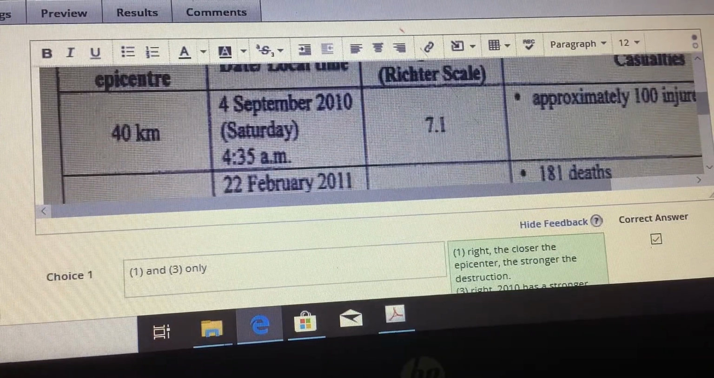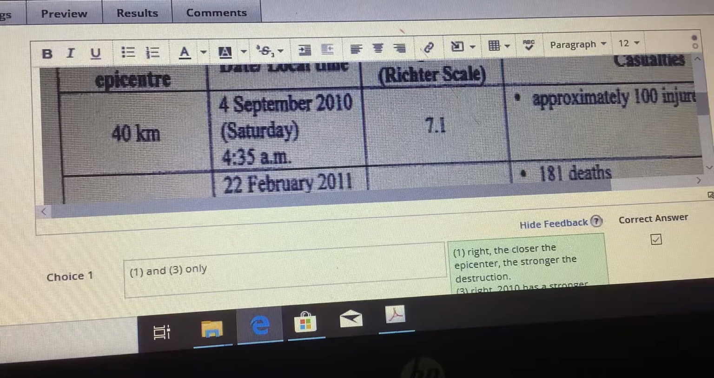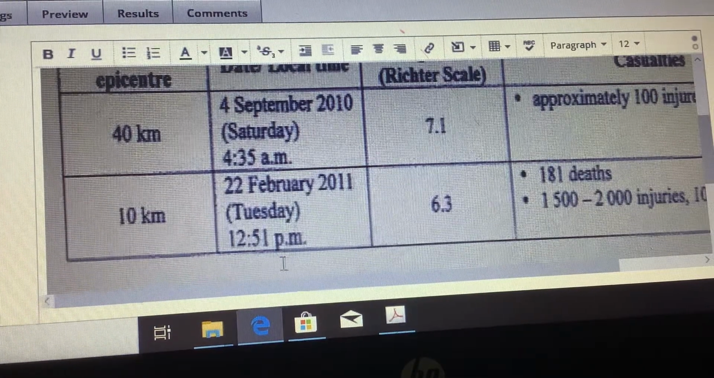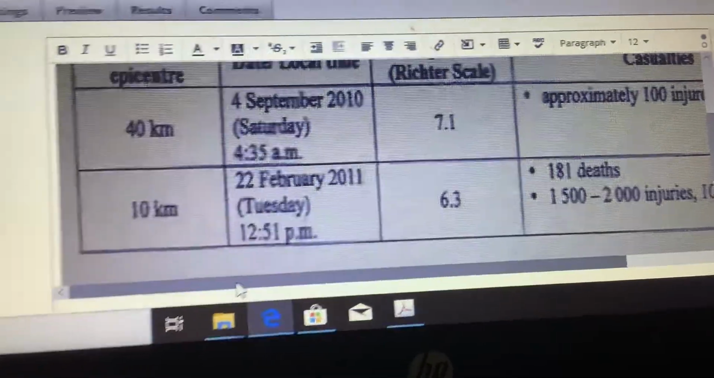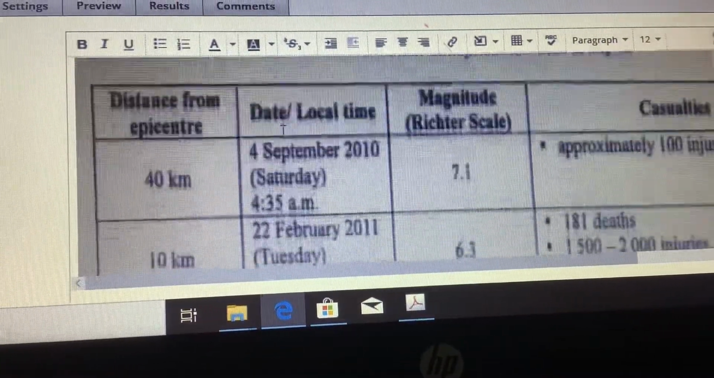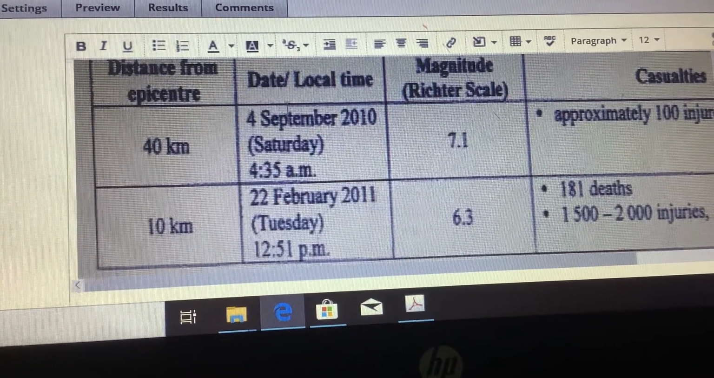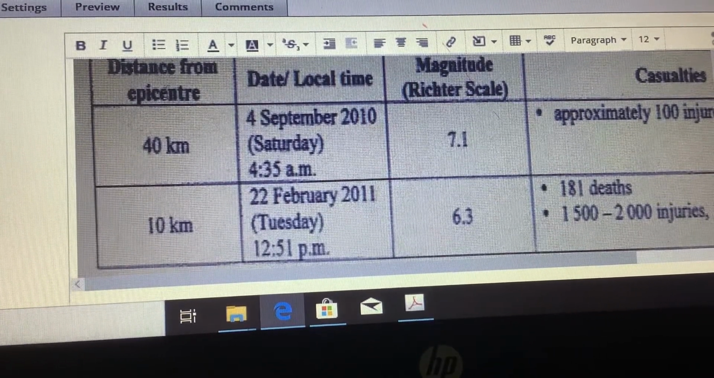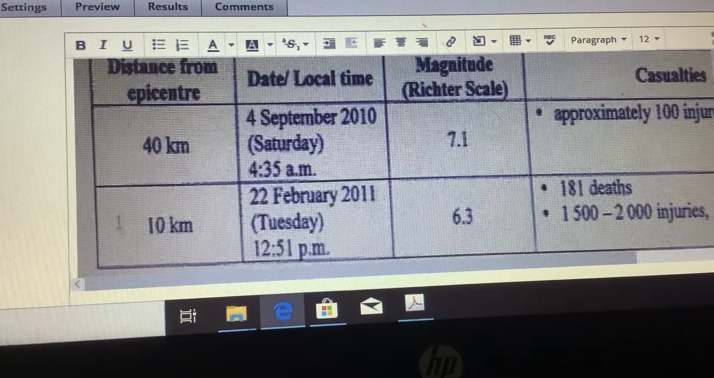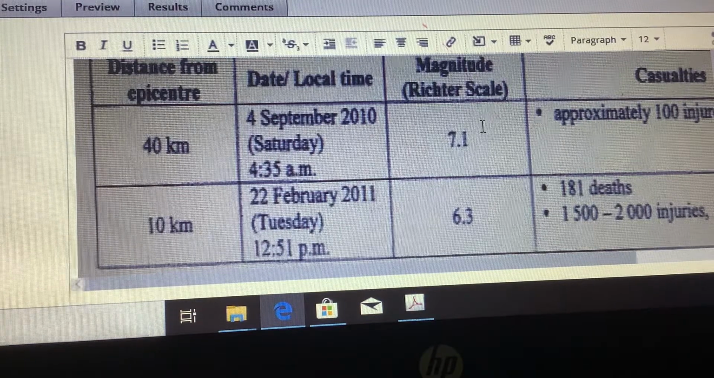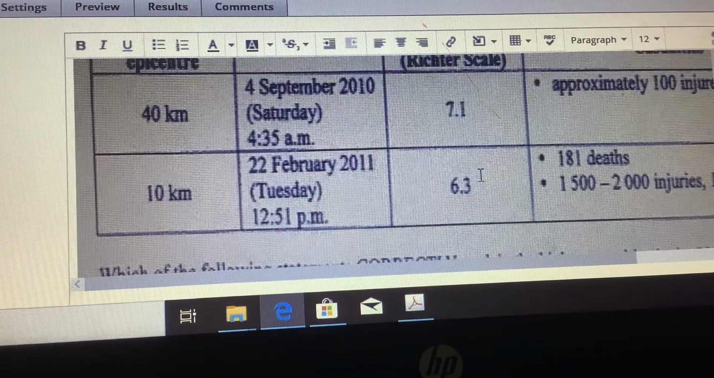You can see different types of information right here. You can see the distance. There are 2 earthquakes, with virtually 5 or 6 months in between, and then the distance from the epicenter, which is 40 km for the first earthquake, and for the second earthquake, 10 km. For the magnitude, the first earthquake is stronger, and the second earthquake is weaker.